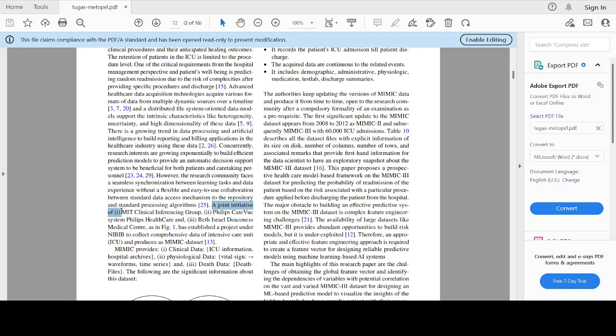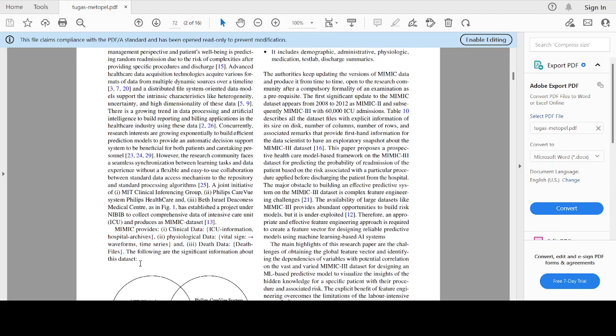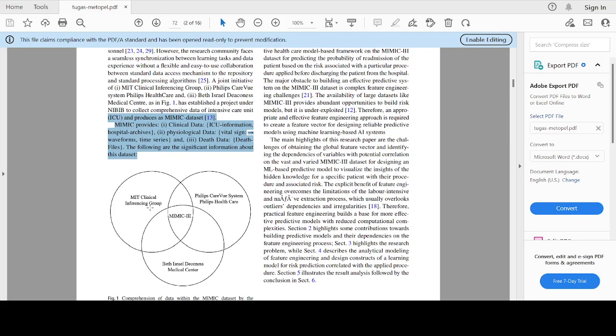A joint initiative of MIT Clinical Inferencing Group, Philips CareView System, Philips Care, and Beth Israel Deaconess Medical Centers, as in Fig 1, has established a project under NIBIB to collect comprehensive data of the intensive care unit and produce it as the MIMIC datasets. MIMIC provides critical data. Okay, so this is the basic description of what the MIMIC dataset contains.